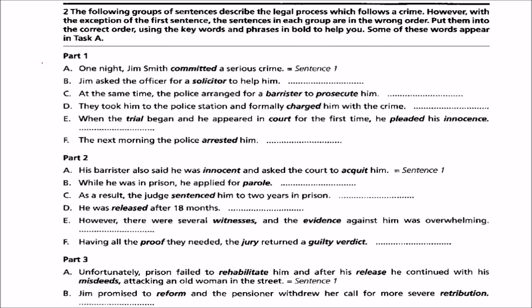Second, now the following groups of sentences, they describe the legal process which follows a crime. However, with the exception of the first sentence, the sentences in each group are in the wrong order. They are not arranged properly, so put them into the correct order using the keywords and phrases in bold to help you. Some of these words appear in the first task also.